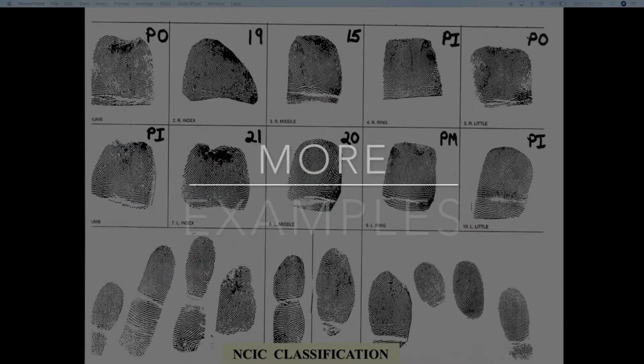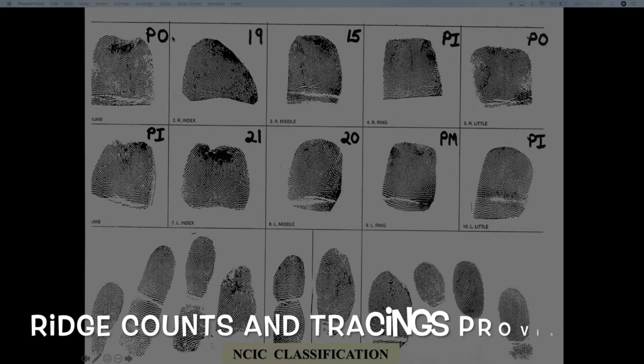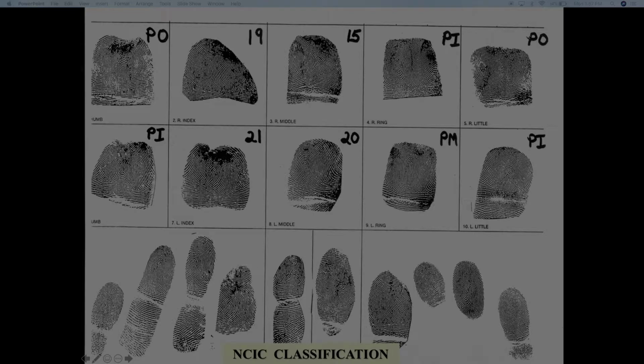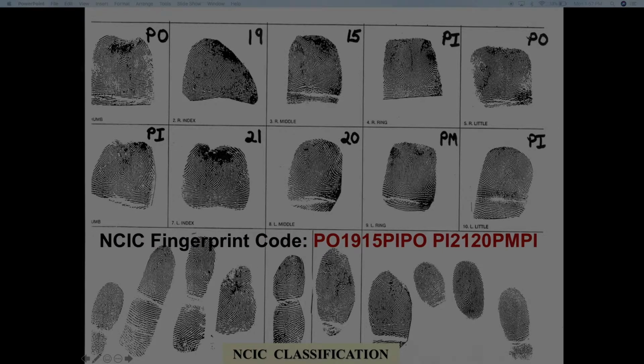So another example here, the fingerprint examiner already provided the tracings and the ridge counts of the following fingers. So this will give us a definite answer of PO 19, meaning that is an ulnar loop. Another ulnar loop. Then we have plain whorl inner, plain whorl outer, plain whorl inner, another ulnar loop, and we have another plain whorl with meeting tracing and another plain whorl with another inner tracing. So that is the NCIC code for this given fingerprint card. Okay, so pretty much easy.